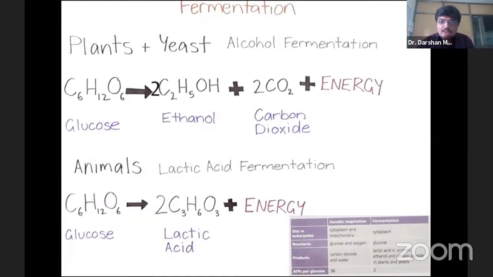Right? So do remember, in a eukaryote, that activity is going to occur at the place known as the cytoplasm and mitochondria. I hope my words are clear to you. But where will fermentation occur? Only and only in the cytoplasm.